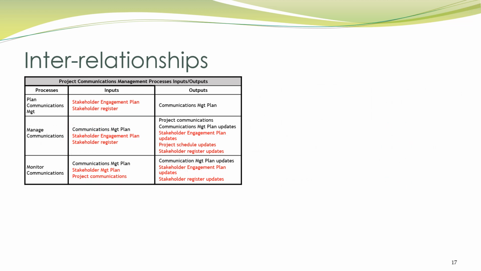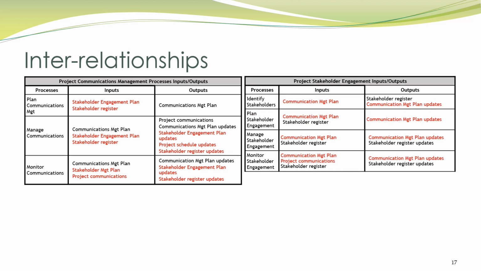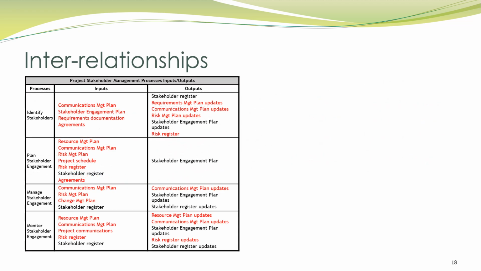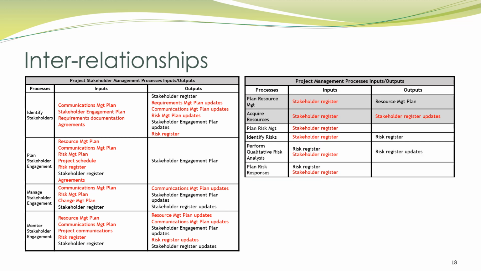The biggest interrelationship project communications management has is with stakeholder engagement. Now, I'm sure you can see why these two would be so tightly linked. Stakeholder management is highly linked to the other processes. Looking here, we see that stakeholder engagement interacts with resource management and risk management, in addition to communications management that we just reviewed.